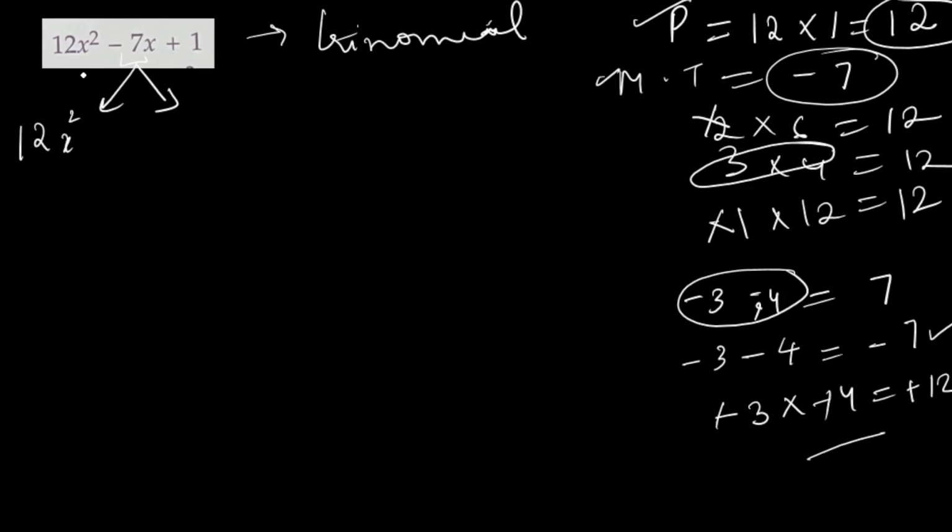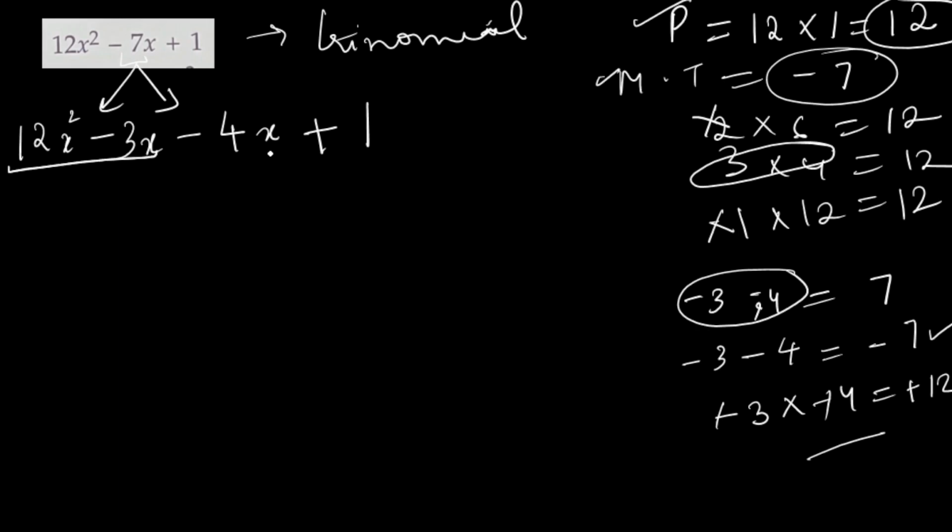So 12x square, the first term, as it is, then minus 3x, then minus 4x. These numbers you can write in any order. You can also write it as minus 4x minus 3x. It will not make any difference; the answer will be the same. Now we have got four terms.